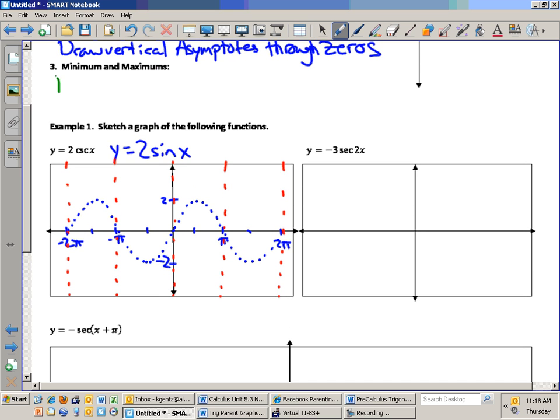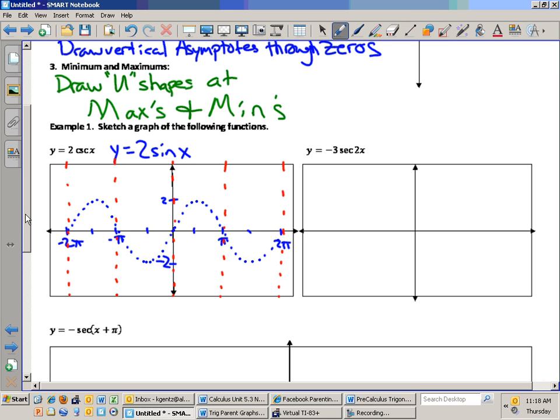draw U-shapes. Not really through, but at maxes and mins, maximums and minimums. Now, I would call it a parabola, but it's not a parabola. I'd call it a fourth degree polynomial, but it's not a fourth degree polynomial either. It's a U shape, and we don't really have a name for it. I guess there might be, and I may not know it.